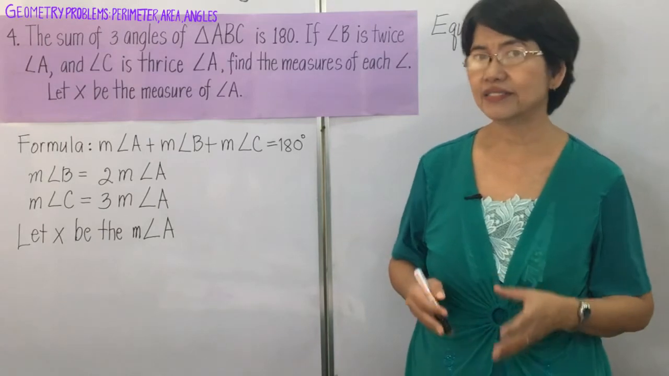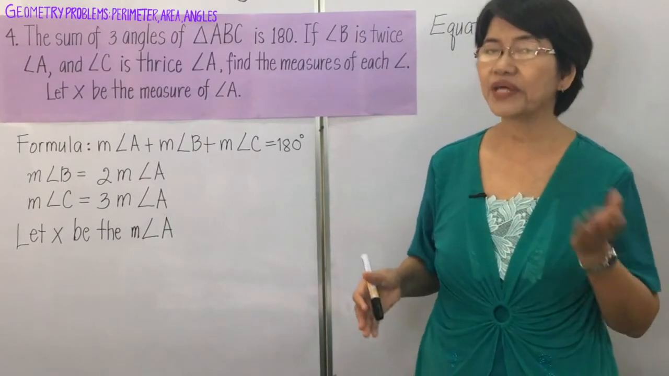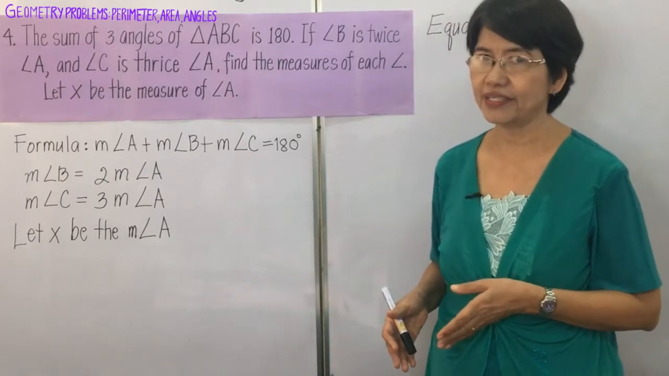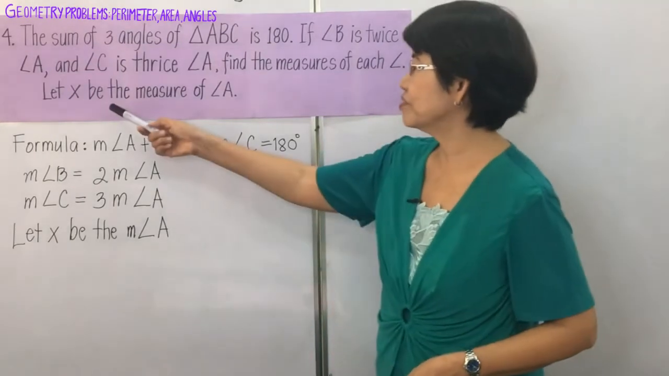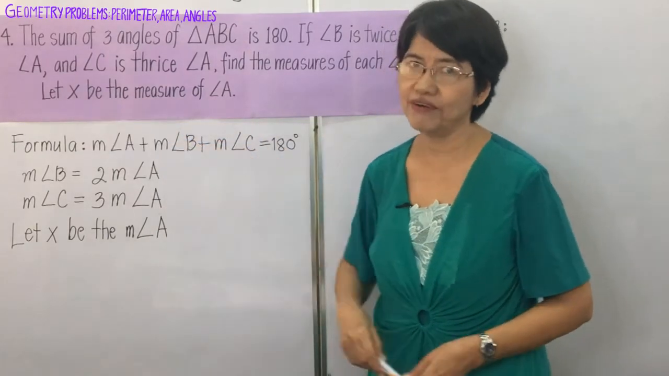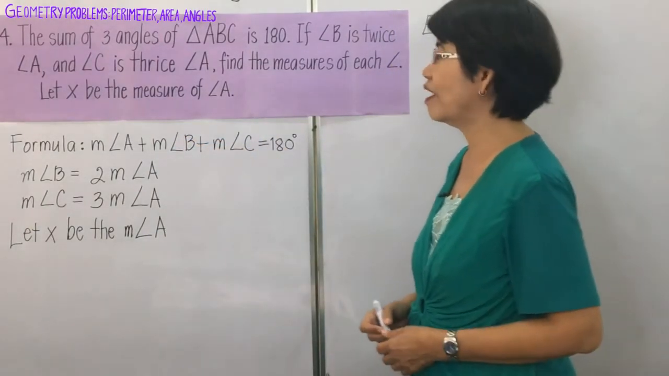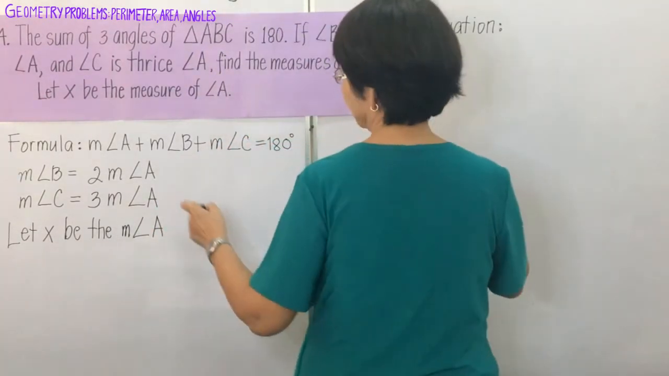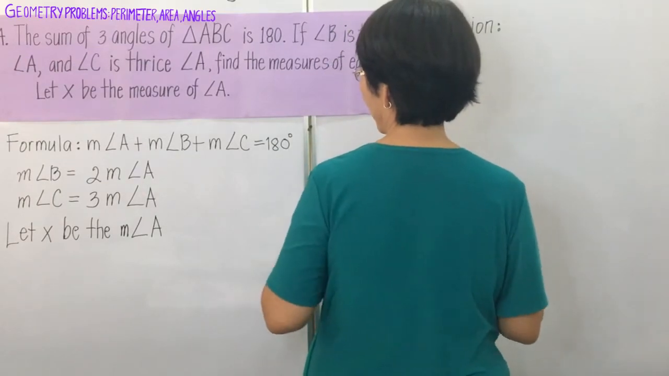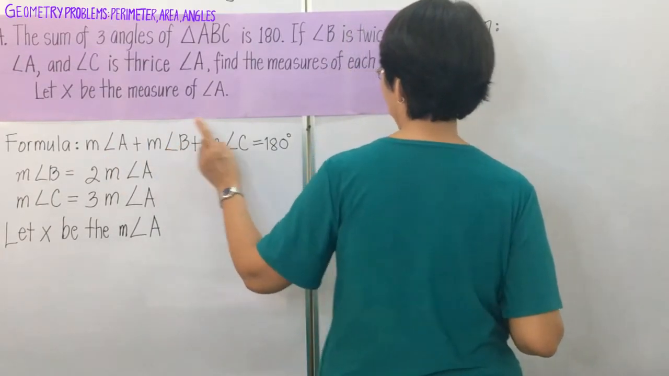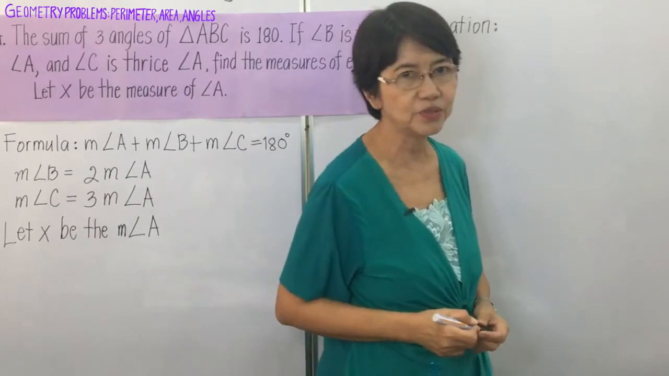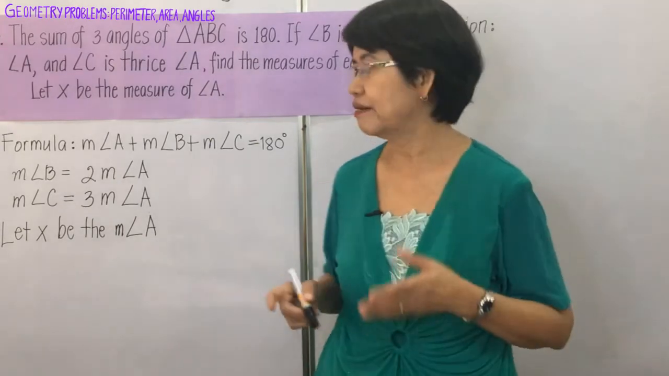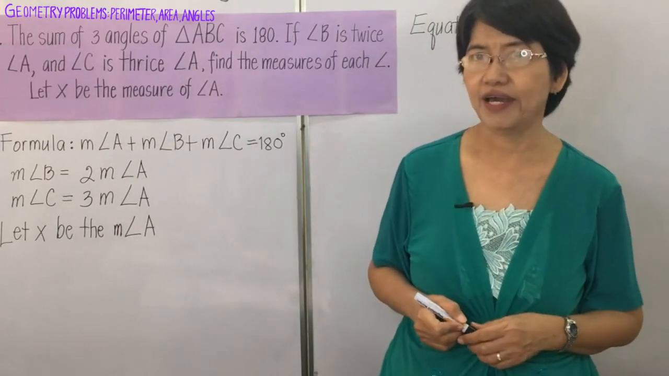So angle A is the point of comparison. Both angle B and angle C were being compared to angle A. So we let the measure of angle A be equal to our variable x. And so our equation will be, from the formula, measure of angle A plus measure of angle B plus measure of angle C is equal to 180 degrees. We will just choose the variable x for the measure of angle A.